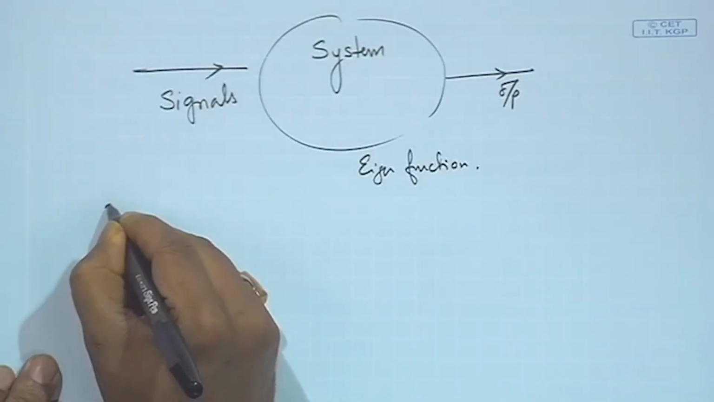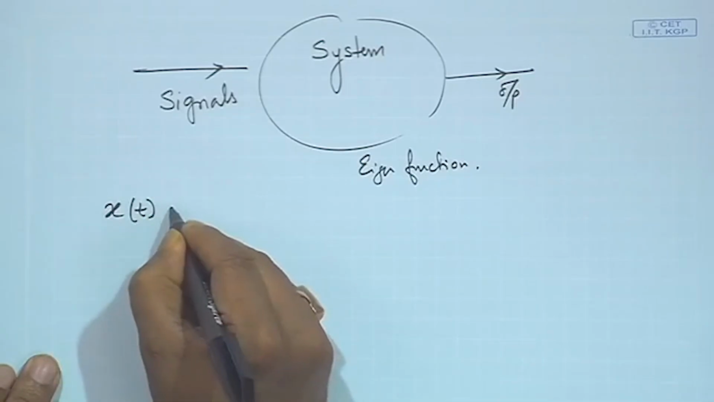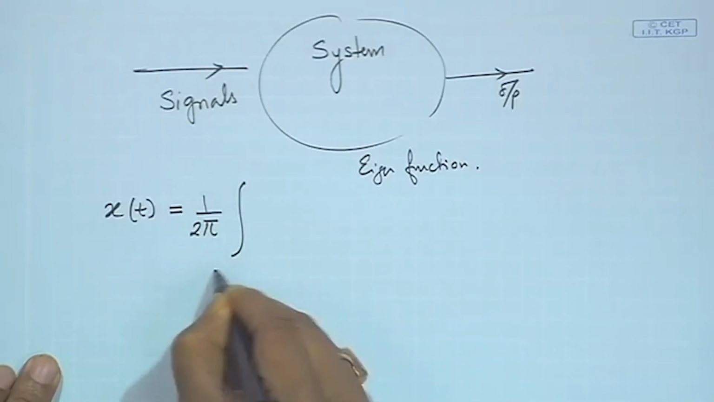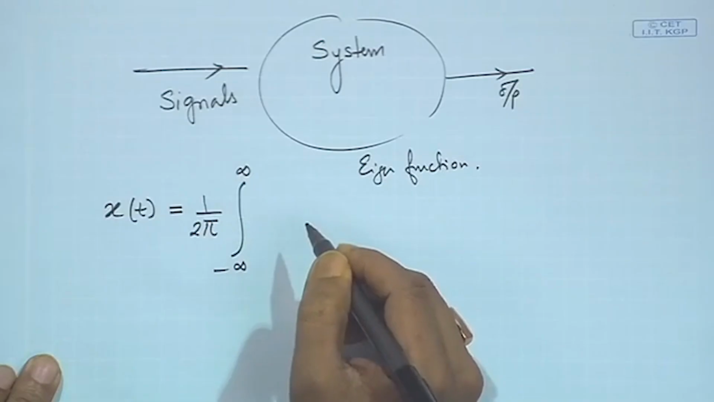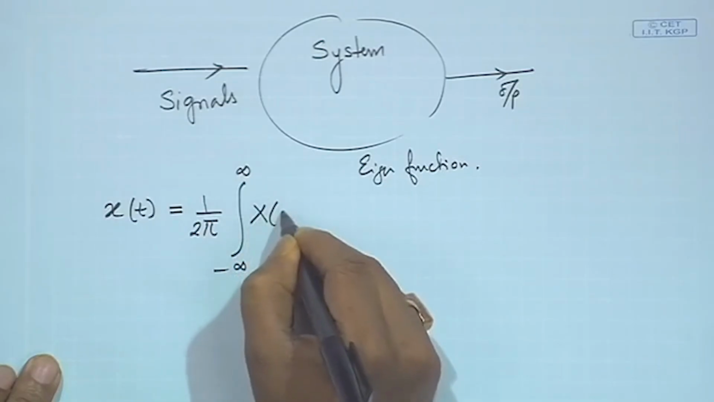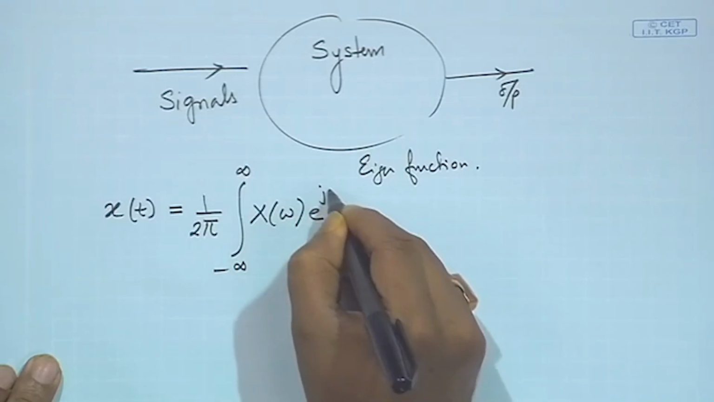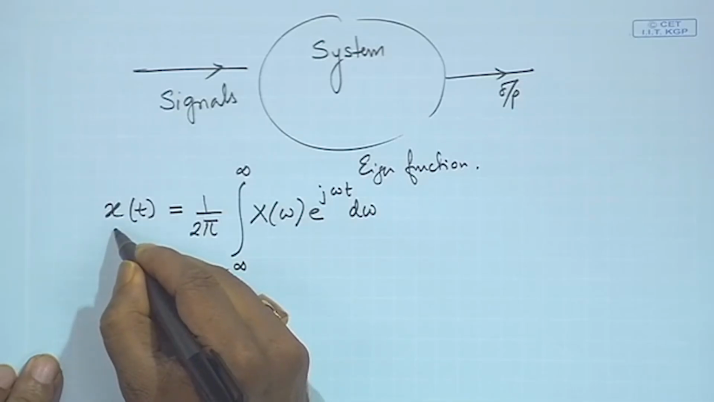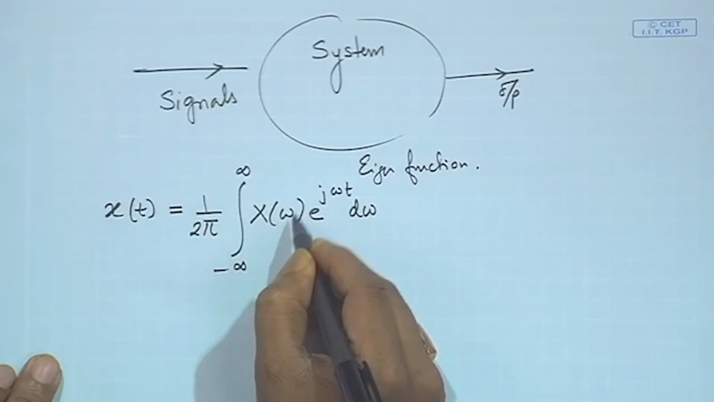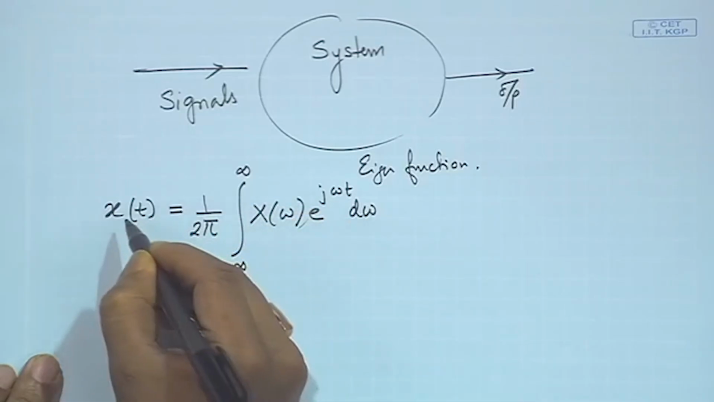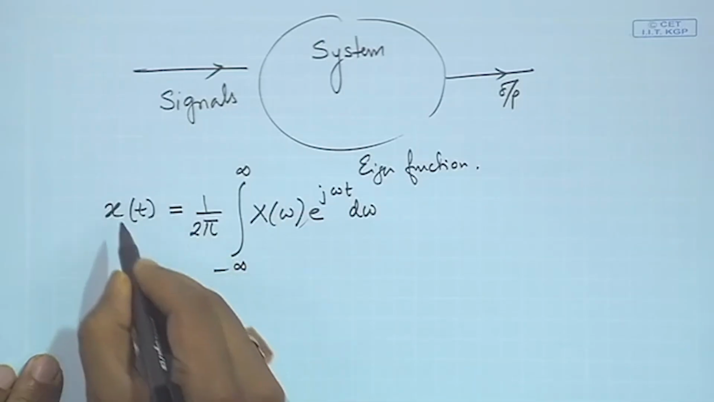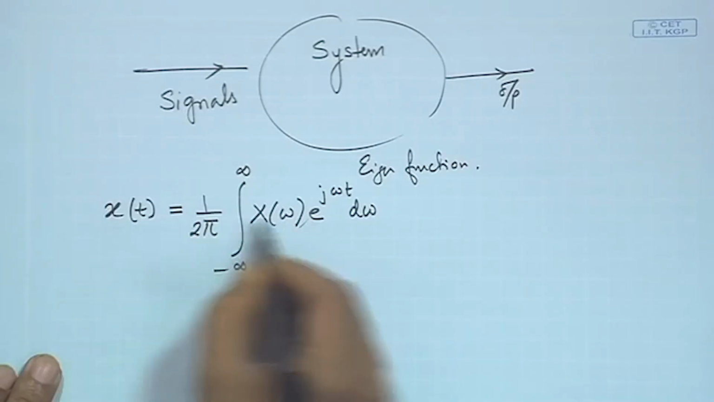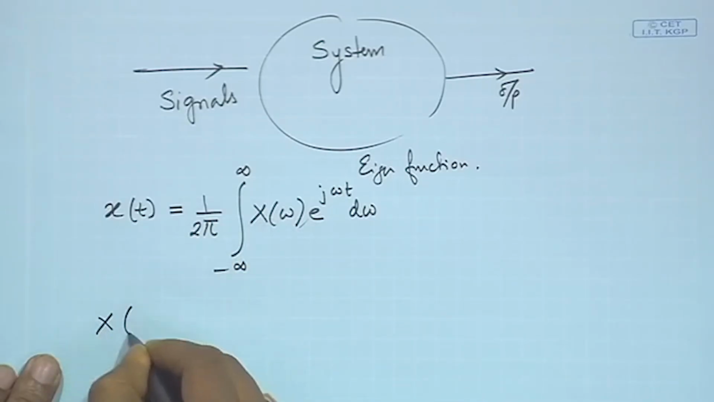So, let us revisit or use the definitions. x of t through the Fourier relationships is equal to 1 upon 2 pi integral from minus infinity to infinity X of omega e to the power of j omega t d omega, where this is the time domain signal, this is the angular frequency domain signal, and X of omega is the Fourier transform of x of t, and x of t is the inverse Fourier transform of X of omega. Sometimes this is called the synthesis equation and the reverse is called the analysis equation.